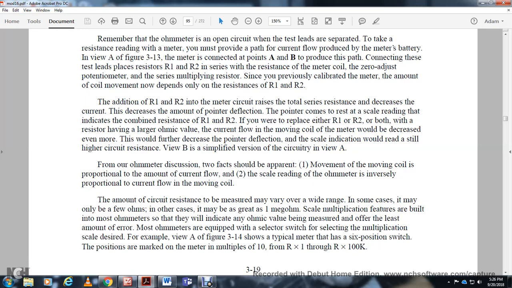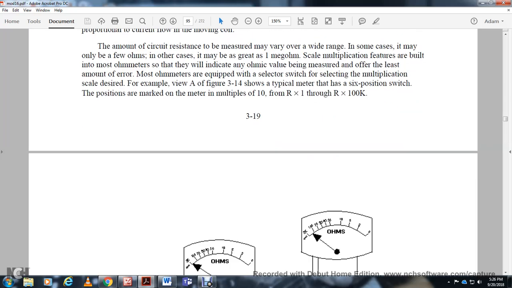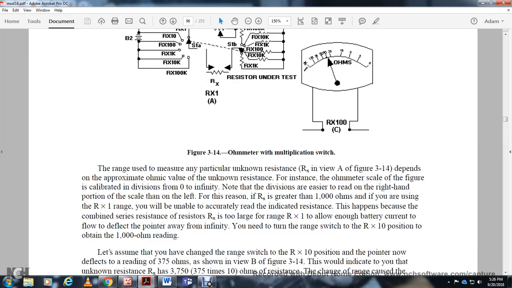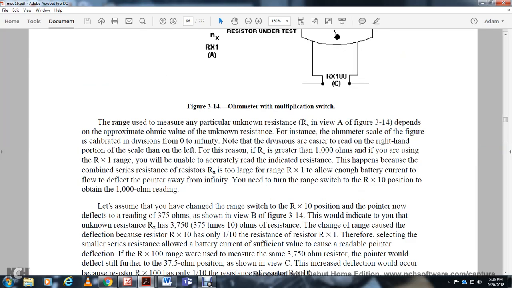For example, view A of figure 314 shows a typical meter with a six-position switch. The positions are marked R times 1, R times 10, R times 100, and R times 100K. I'm sorry, you have different resistors in ohms. The range used for a particular unknown resistance depends on the approximate ohmic value of the unknown resistance. The ohmmeter scale of the figure is calibrated from 0 to infinity. Note that the division is easier to read on the right-hand portion of the scale than on the left.